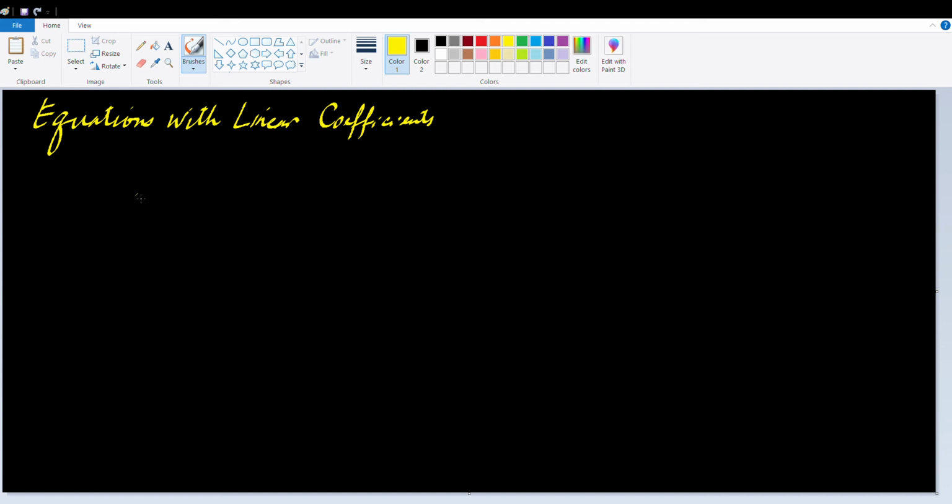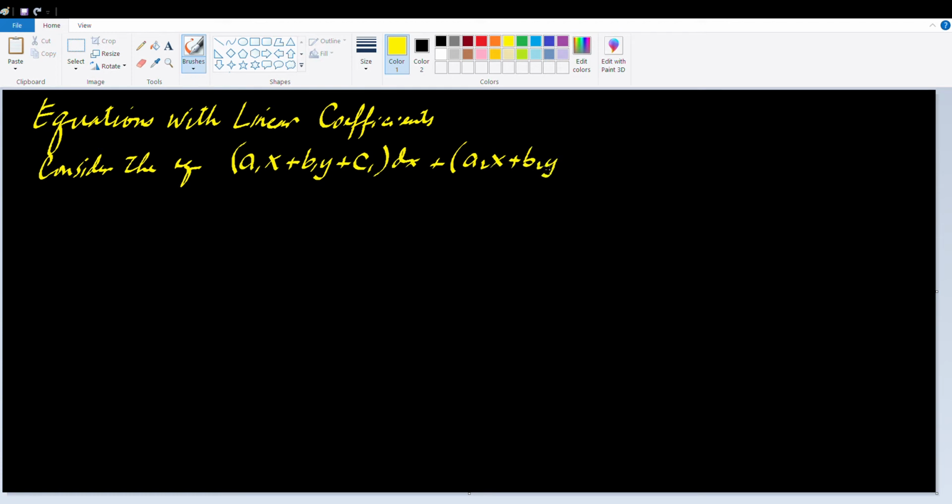Let us now consider equations with coefficients that are linear in the variables x and y. So let us consider the equation (a1x + b1y + c1) dx + (a2x + b2y + c2) dy = 0. So the coefficients of dx and dy are both linear in the variables x and y.